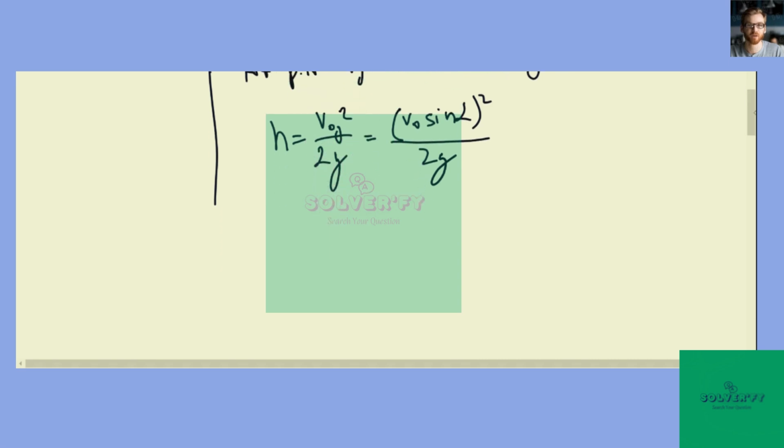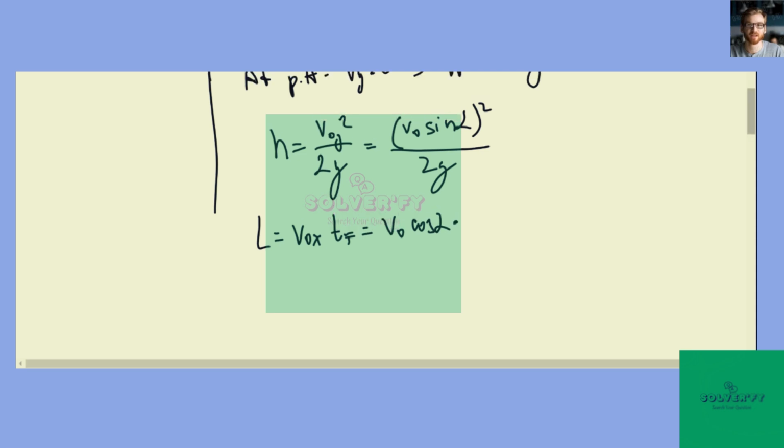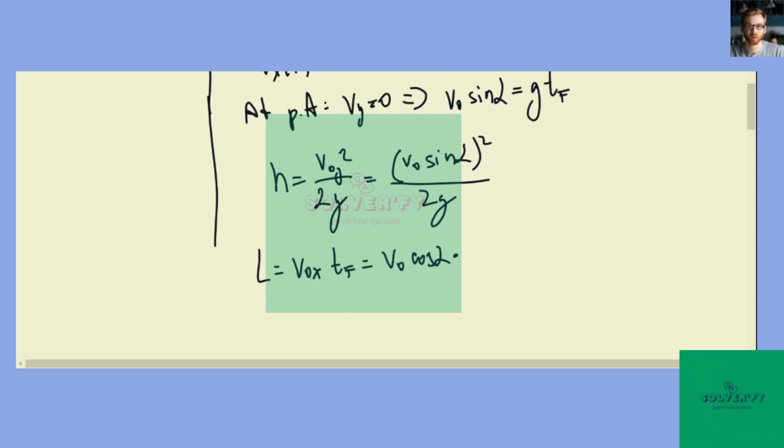Okay, and now we need to express L as a function of v0 and alpha. L equals v0x times time of flight, or v0 cosine alpha times v0 sine alpha over g, or it equals v0 squared sine alpha cosine alpha over g.